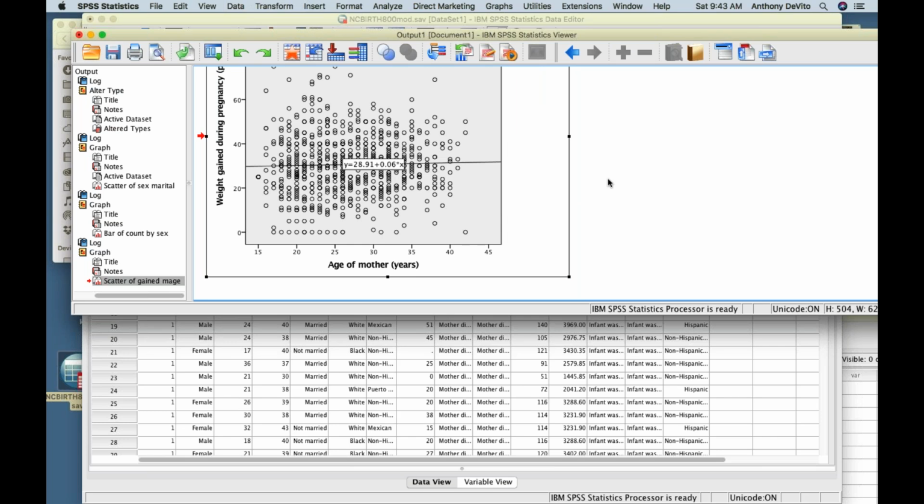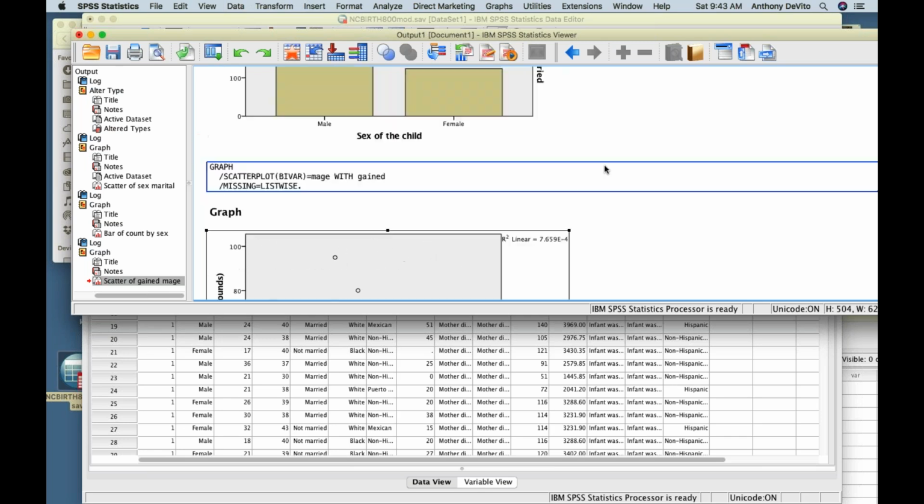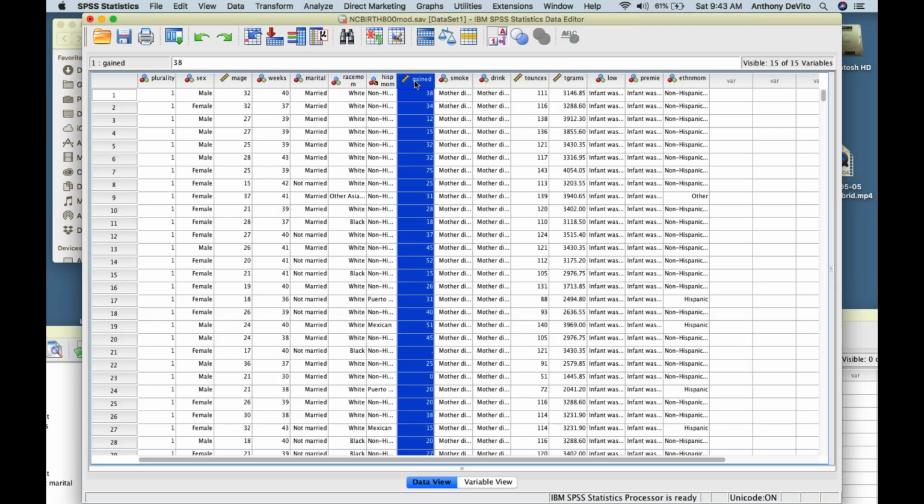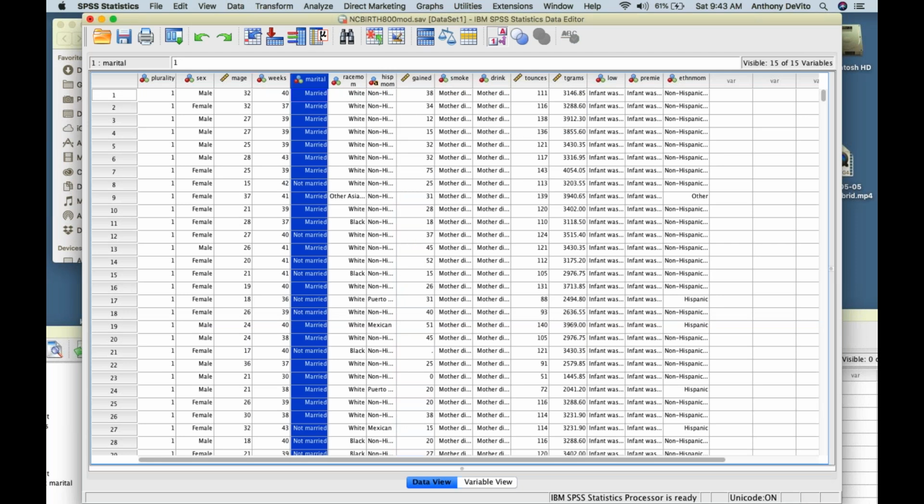Okay. Now another important plot that displays a lot of information for us is going to be when we want to look at numerical data that's compared by category. For instance, in the case of this data set, if we wanted to know whether there was a difference in the weight gain during pregnancy versus marital status. Okay, so let's take a look at what we might do there.